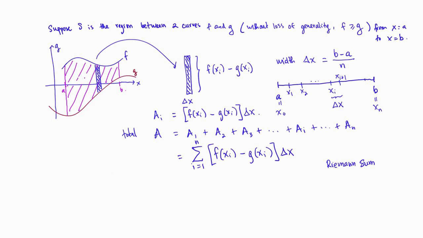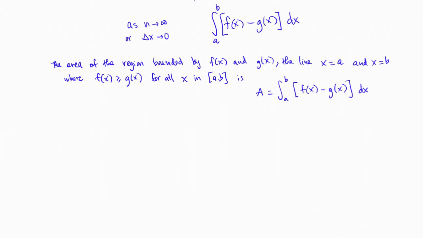And so, as n goes to infinity, or delta x goes to 0, this Riemann sum is the definition of the definite integral from a to b. If delta x approaches 0 or n goes to infinity, there will be no error left. We obtain the exact area of the shaded region, and that is the definite integral of f of x minus g of x dx as x goes from a to b. a and b are called the limits of integration.